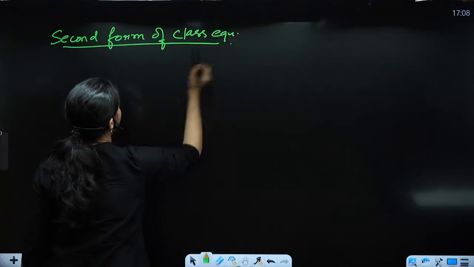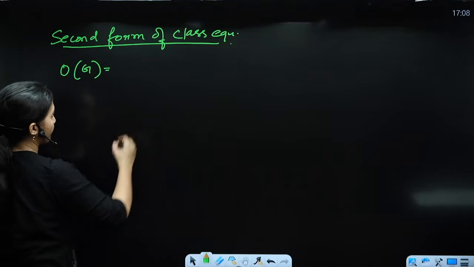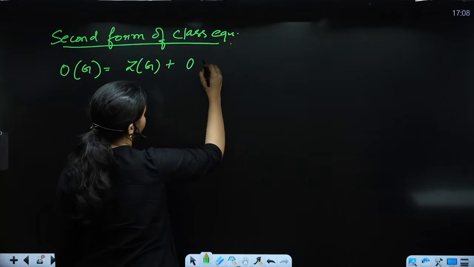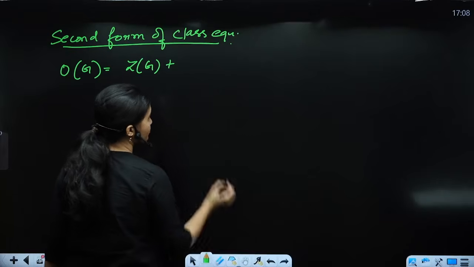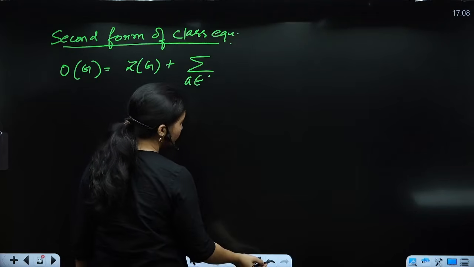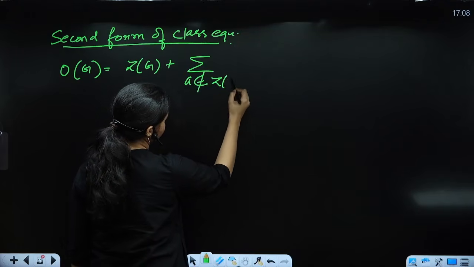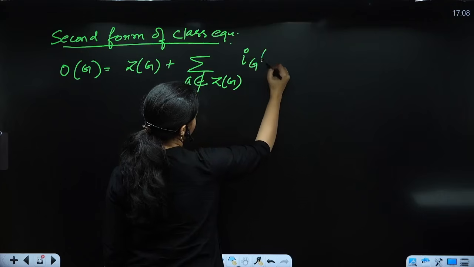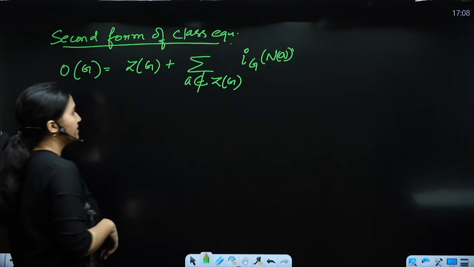Order of G equals order of ZG plus the order of the summation over A belonging to G, where A does not belong to ZG, of the index of NA in G. Okay, now what does this mean?